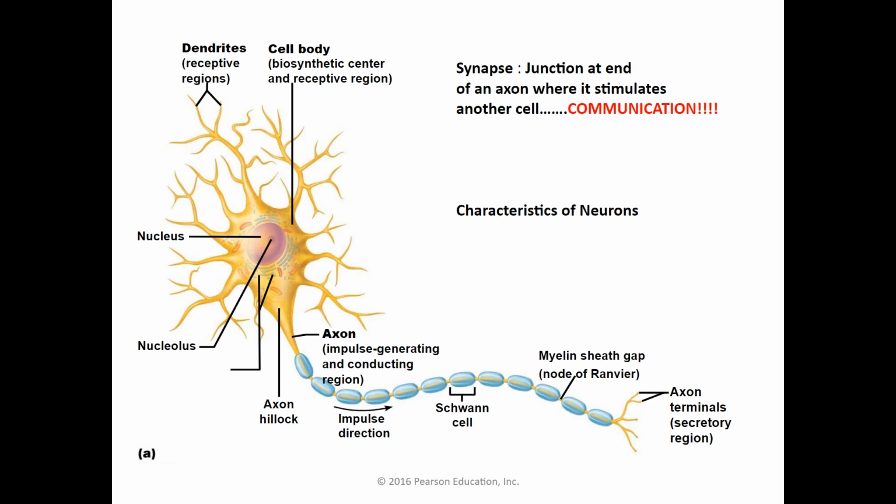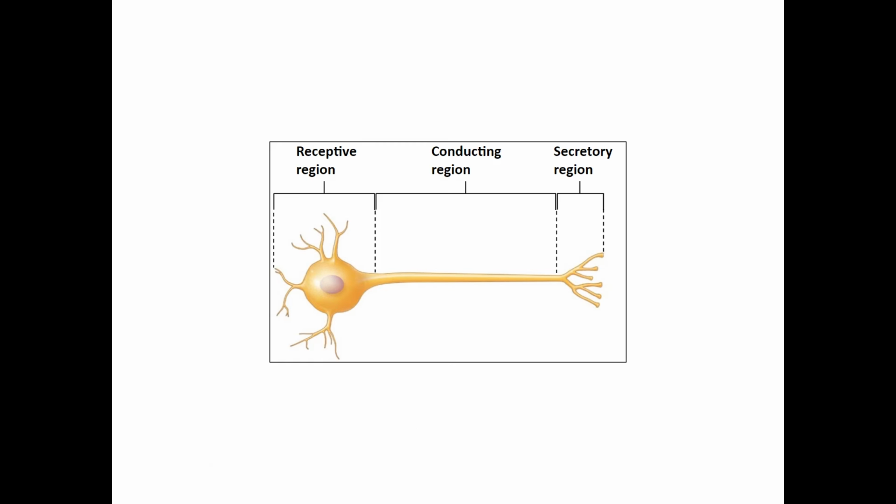Wrapping around some of the axons of the peripheral nervous system neurons, we can find our primary peripheral nervous system neuroglial cells called Schwann cells. These act as insulators to speed up signal conduction along the axon. Our neuron can be divided into three primary areas: receptive regions for receiving signaling, conductive regions for sending signaling, and secretory regions that are associated with secreting neurotransmitters to pass that signal along.